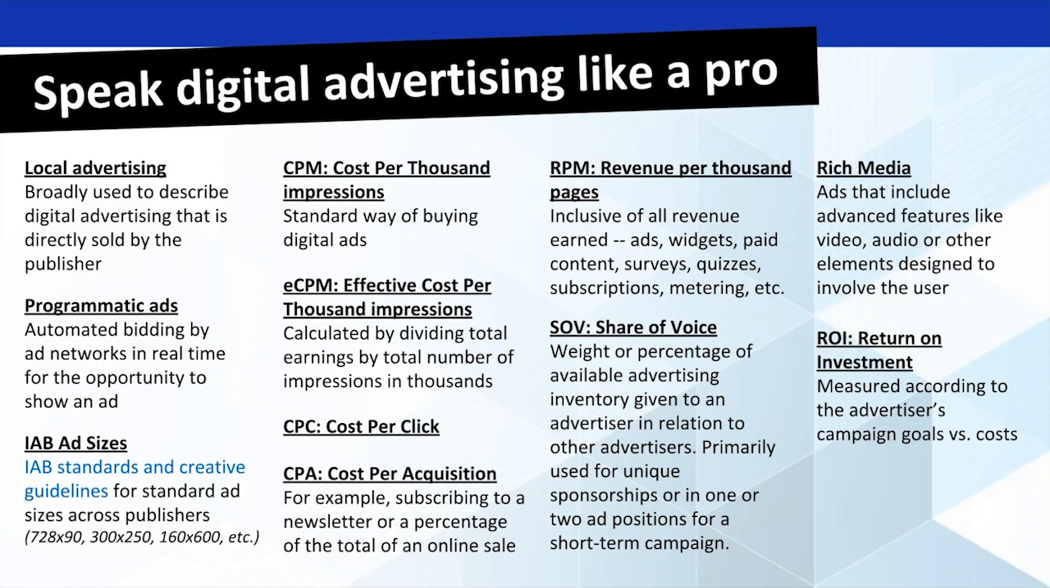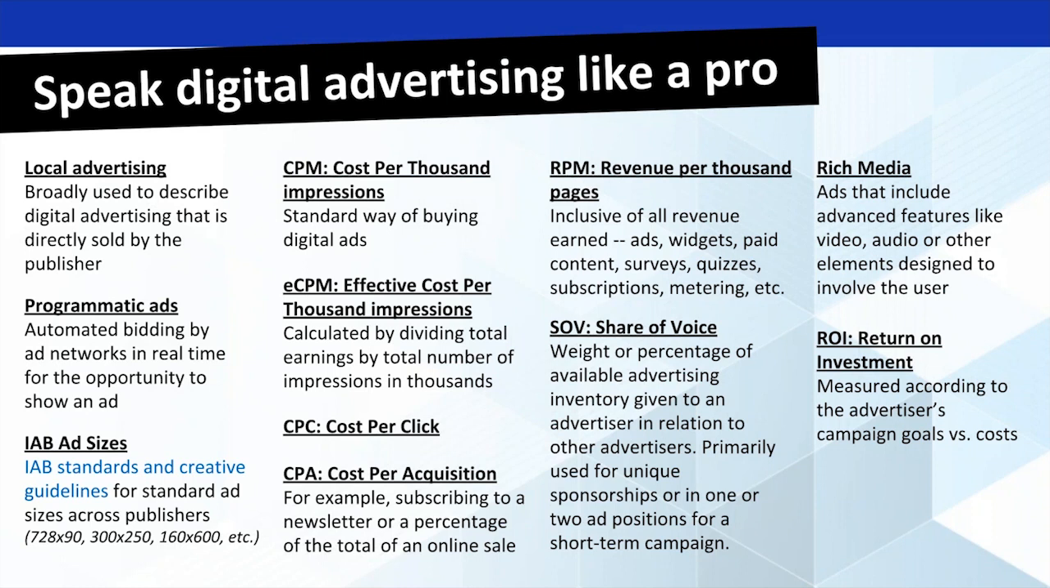Also, the difference between CPM and ECPM. CPM is cost per thousand impressions. So, for example, I am going to sell you 50,000 run-of-site impressions at a $10 CPM. CPM is my cost per thousand. That $10 is what it's going to cost you. The ECPM is the effective cost per thousand impressions, and that's a formula to get the average of what you are either making or even charging for your advertising.